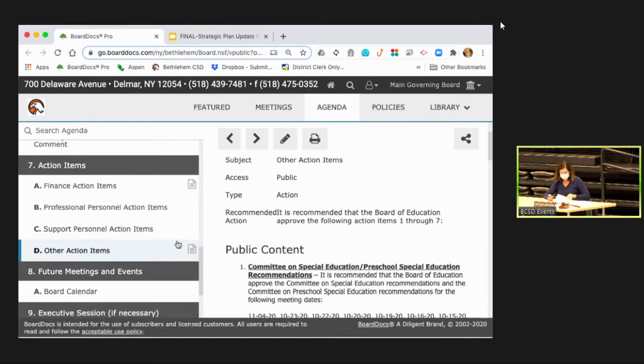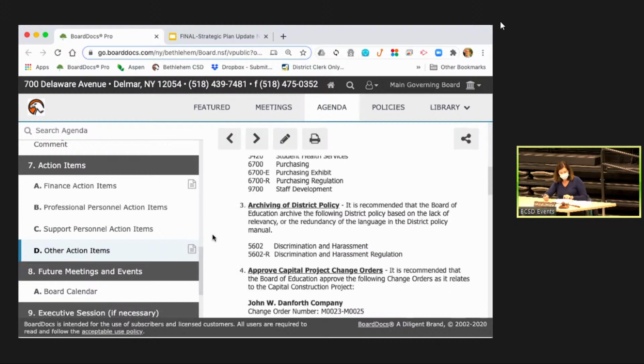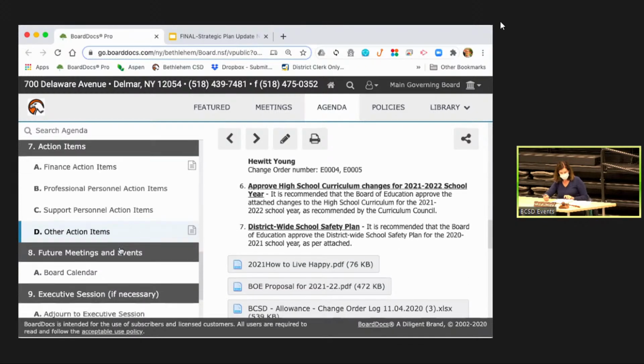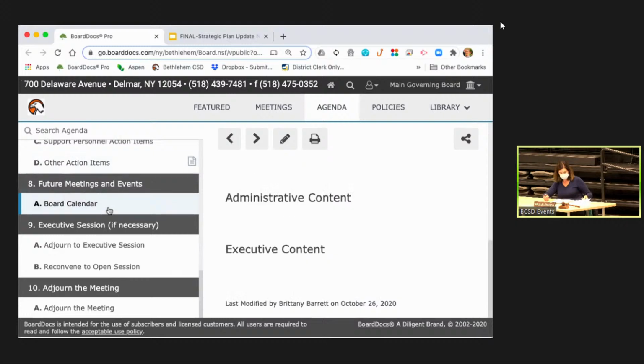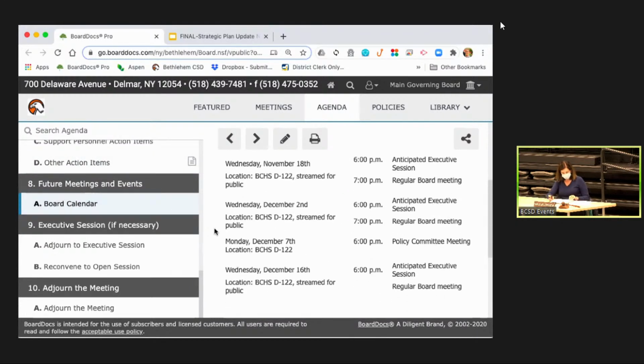D, other action items. It is recommended that the Board of Education approve the following action items 1 through 7. So moved. Second. Any discussion? All in favor? Aye. Any opposed? Any abstentions? That carries.